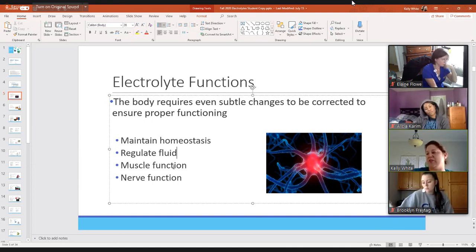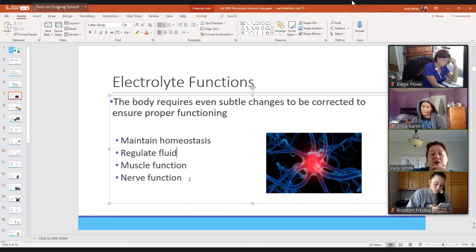Electrolytes also serve a purpose for muscle and nerve function. If there's an imbalance in your electrolytes, proper functioning of your muscles and your nerves is not going to happen. Lots of things in your body are not going to work properly, but your muscles and your nerves are where you primarily see the most issues. We'll break that down more when we talk about the specific electrolytes. Okay.